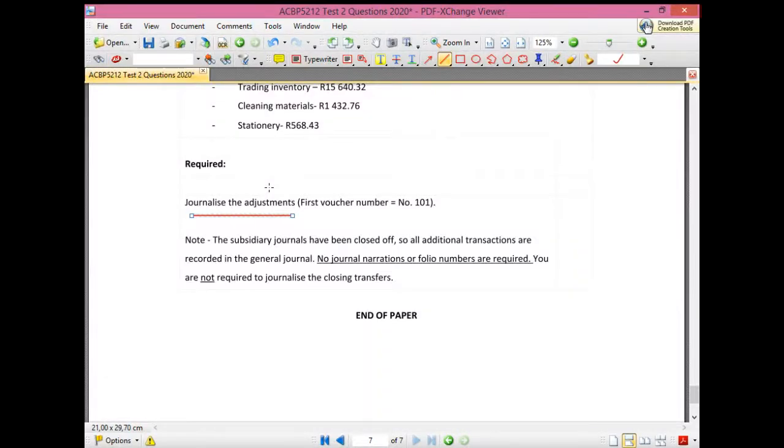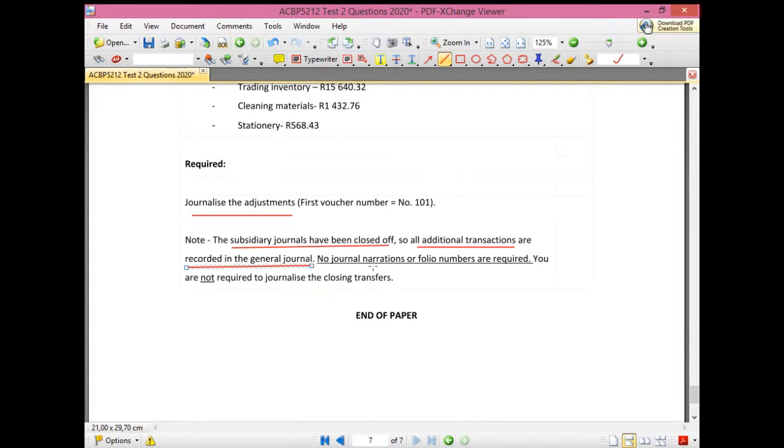Then they tell you, note that subsidiary journals have been closed off. So all additional transactions will be recorded in the general journal. The reason they tell you this is that normally, if they don't tell you it's been closed off, you would have to capture it in that specific journal, whether it is your creditors journal, creditors allowance journal, or debtors allowance journal. You would be required to record it in a specific journal. If they tell you they've already been closed off, that means any adjustments that we need to make will only be captured in your general journal.